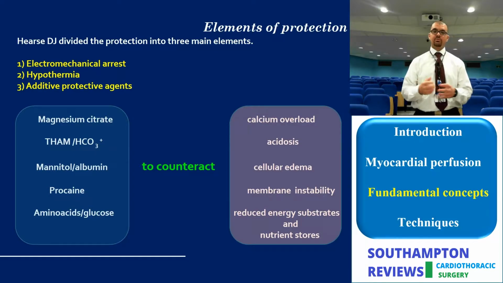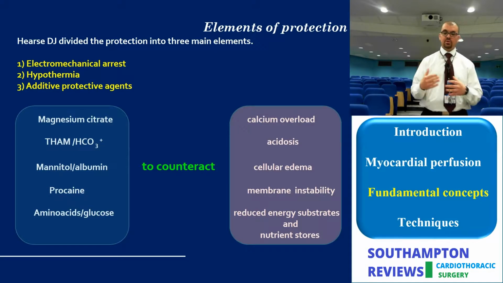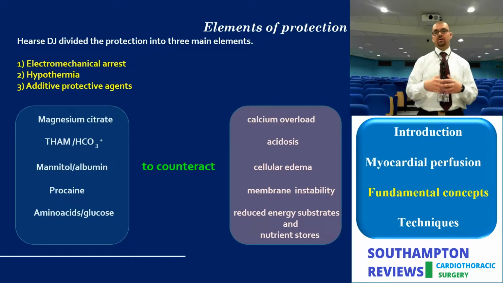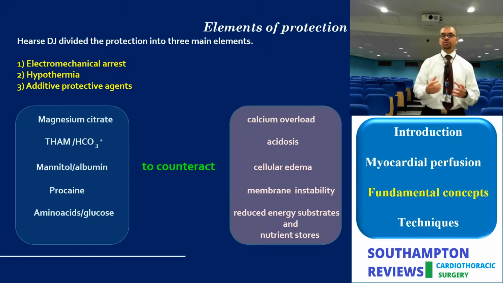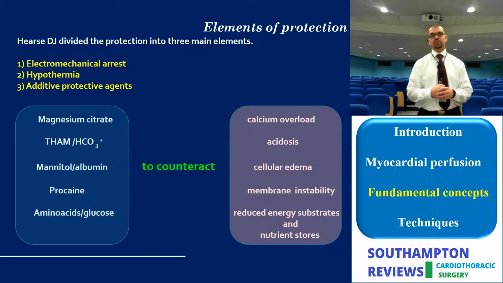As you can see, some of the protective agents such as magnesium to counteract calcium load, bicarb to counteract acidosis, nutrients to counteract the reduced state of nutrients and energy substrates. Various additive agents need to be added in order to protect the heart during ischemia.